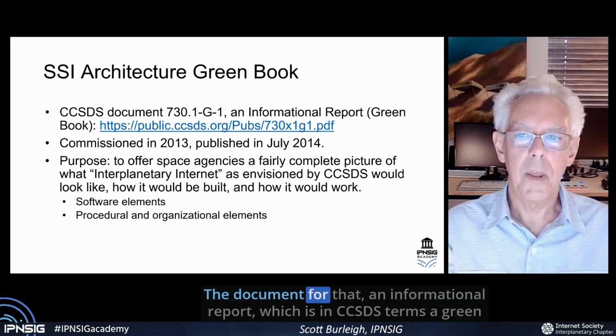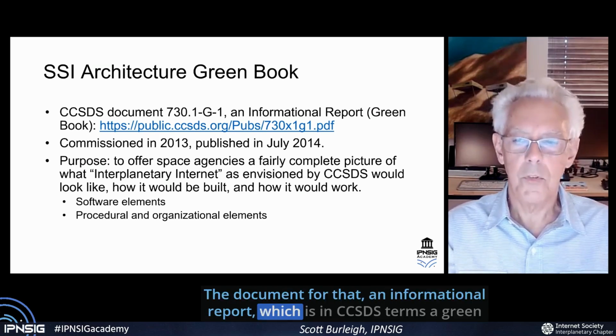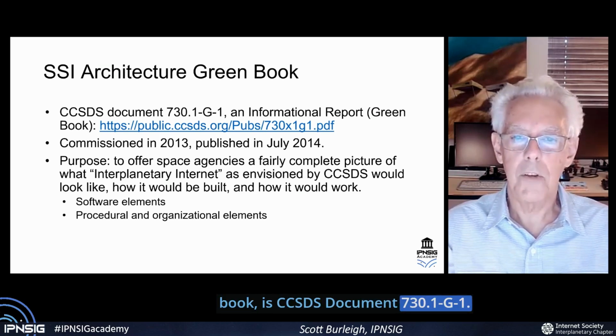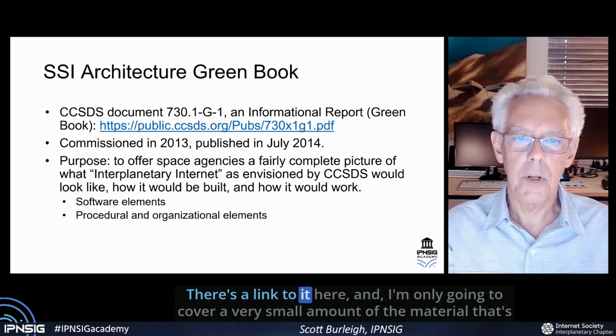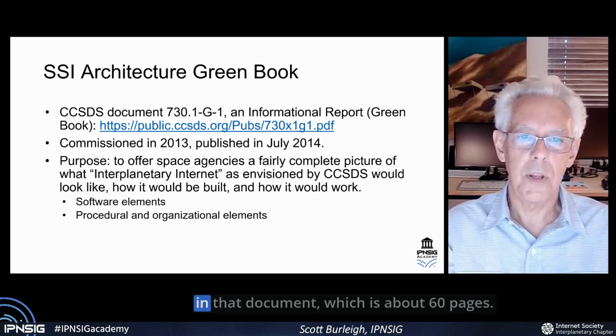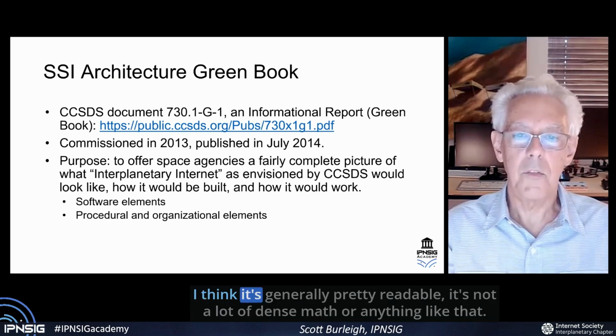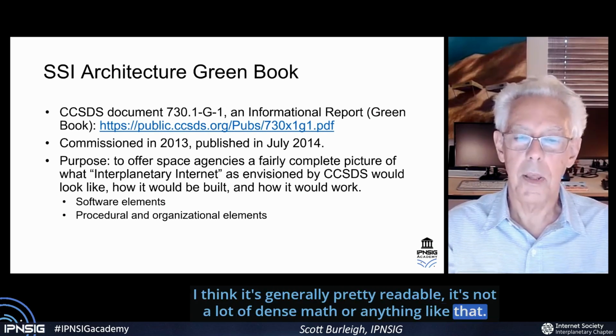The document for that, an informational report, which is in CCSDS terms a green book, is this document 730.1-G-1. There's a link to it here, and I'm only going to cover a very small amount of the material that's in that document, which is about 60 pages. Anyone who's interested in pursuing this, I would urge you to download that document. I think it's generally pretty readable. It's not a lot of intense math or anything like that.